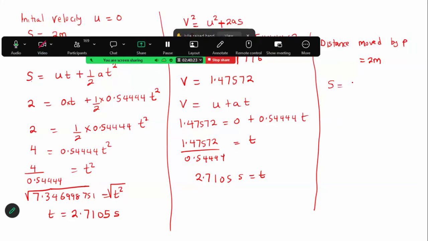You'll still have S is equal to UT plus a half of AT squared. So you'll find S is equal to a half times, since the initial was 0, 0.54444 times 2.710 squared. You'll get your answer as 2.2 as well. But since you have decimal points, your answer will not be so accurate. Still, when you calculate, you'll find yourself getting the same answer.